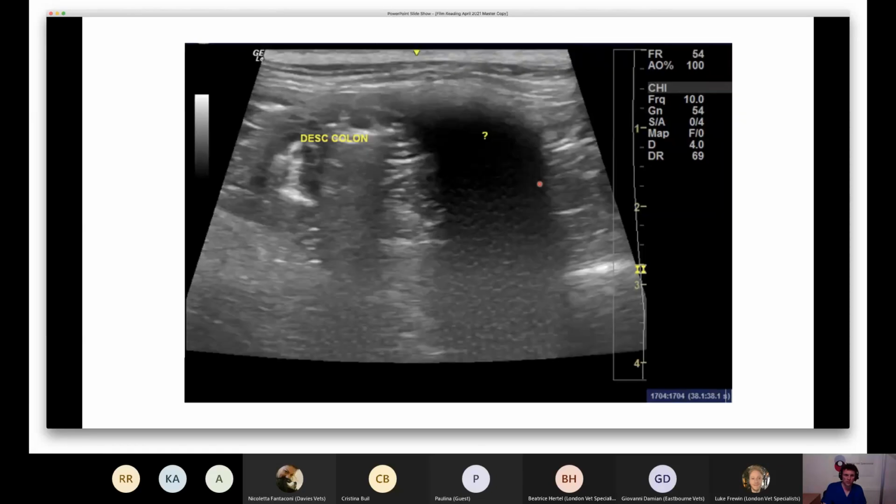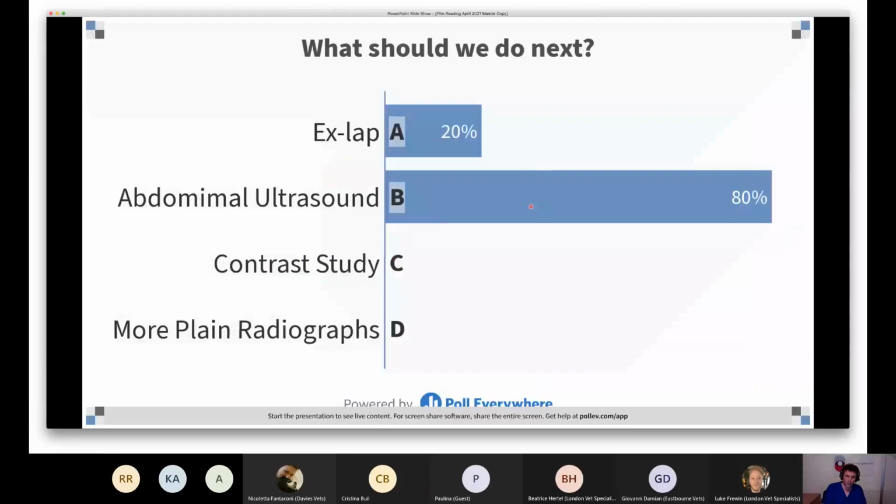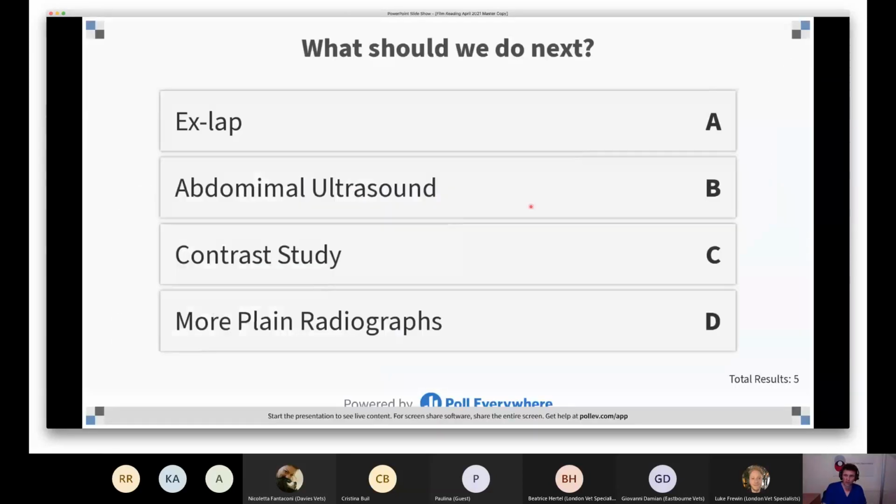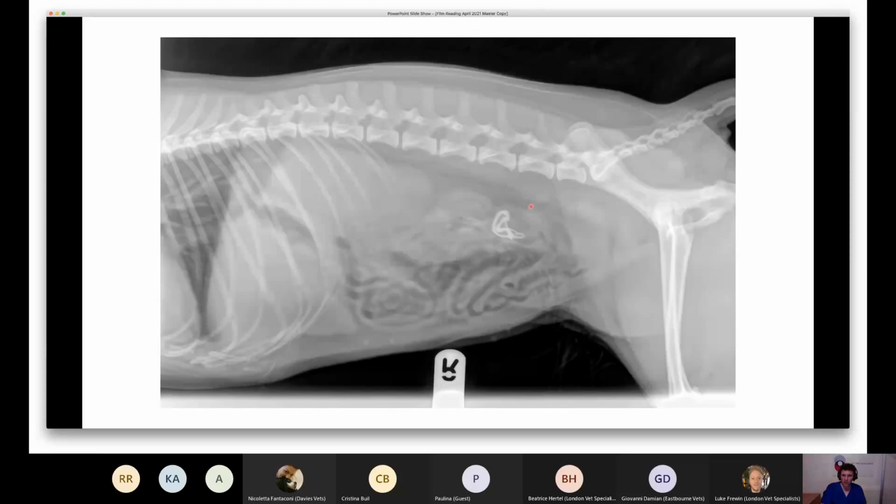So the question is, what is it? This is the descending colon here, and this is our structure. What is it? And Christina has already suggested a possible identity for this structure. Could this be a swab that's been left in following the spay? So is this something like a gossipiboma? And the answer is, yeah, you're absolutely right. This is a swab that has been left in the abdomen following the recent ovarian hysterectomy.